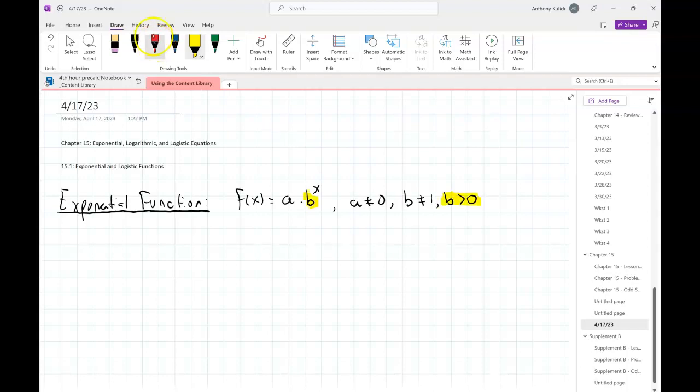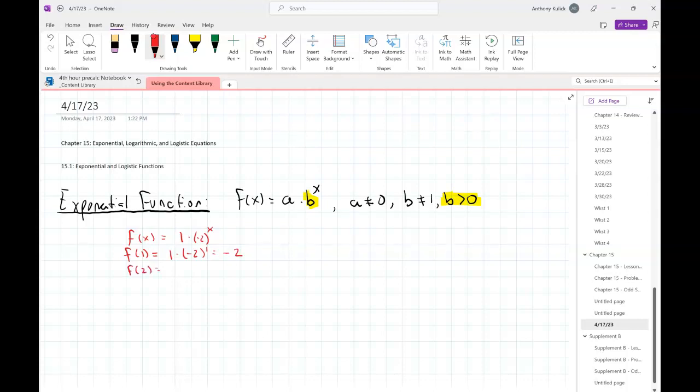What would happen if we allowed B to be negative? This one's a little harder to see why that's going to be a problem. So let's say that our f of x is 1 times negative 2 to the x. If I do f of 1, what am I going to get? Negative 2, right?